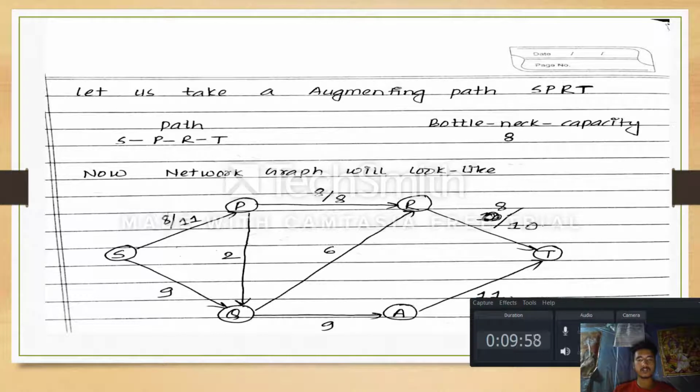Behind the network graph we have the level graph and the residual graph. Let us take the augmenting path SPRT. Now the network graph will look like SPRT. SP has the total capacity of 11, PR has the total capacity of 8, RT has the total capacity of 10. So the bottleneck capacity will be 8, as 8 is the smallest among all of them. So the network graph will look like SP is equal to 8 upon 11. 8 means the flow, and the number in the denominator is known as the maximum capacity. Now we have taken the path SPRT.